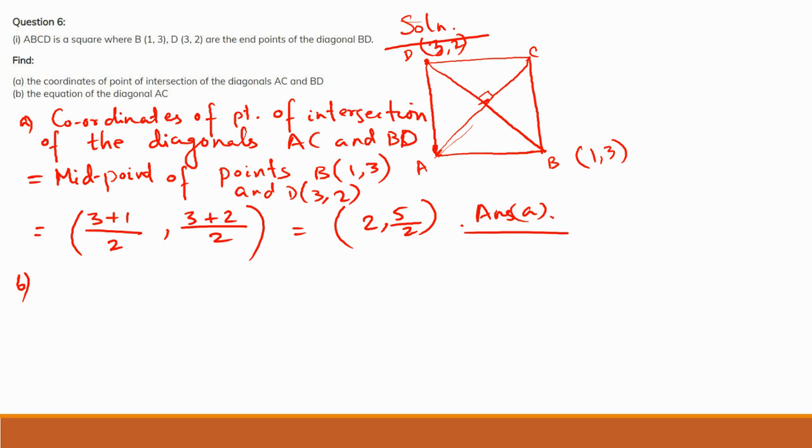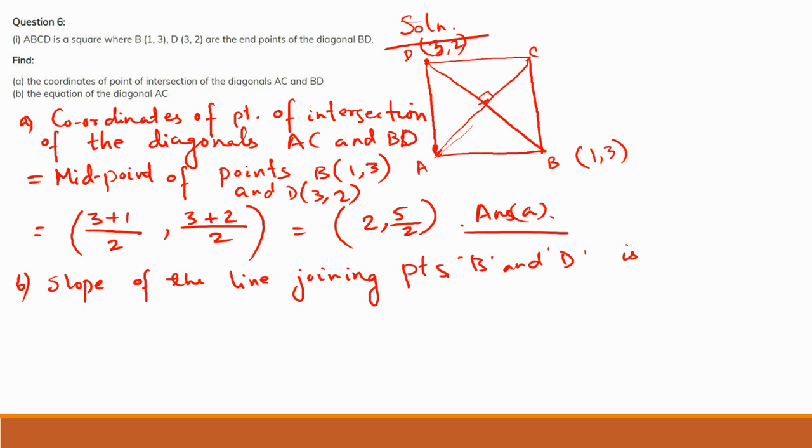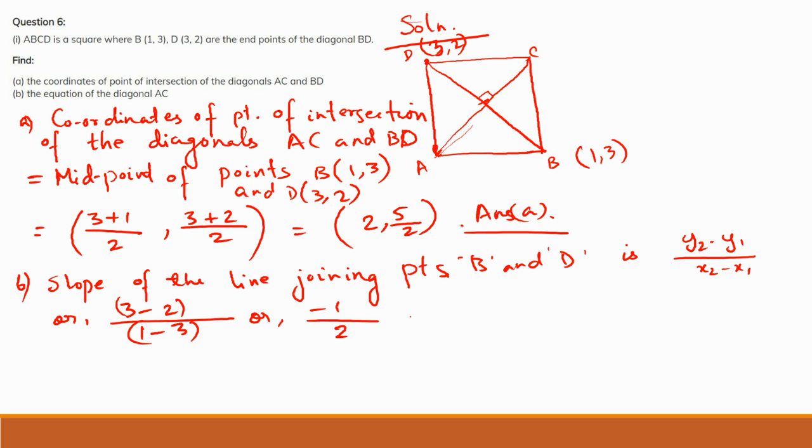So we can find the slope of BD, right? Slope of the line joining points B and D is y2 minus y1 by x2 minus x1, right? Or y2 is 3 minus y1 is 2, x2 is 1, x1 is 3, or 1 divided by 2, or basically minus half, right?